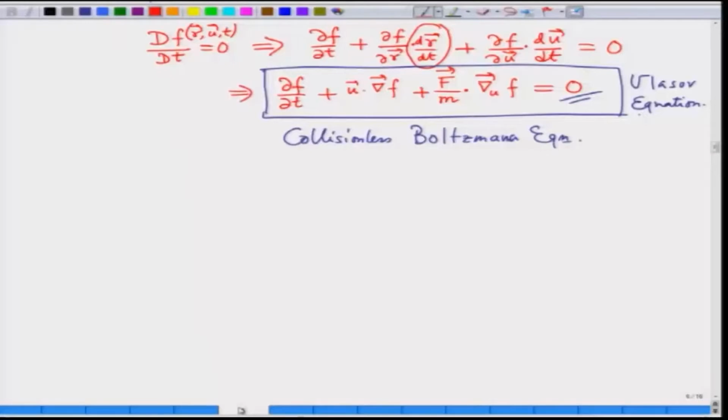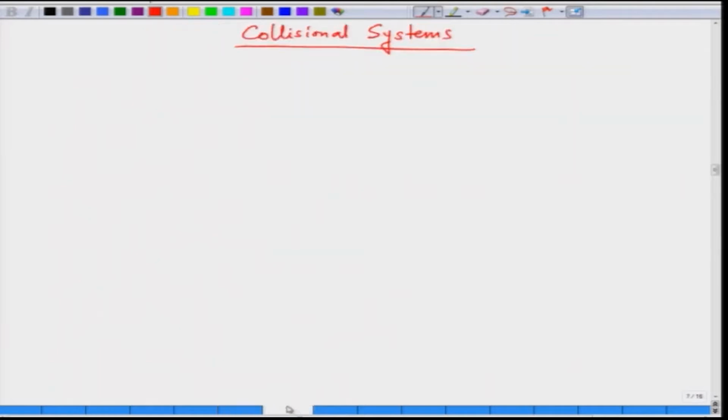I said that if you just remember, the equation should look like this: del f del t plus u dot gradient of f plus F by m dot velocity space gradient of f should vanish, and I said that this is only possible when the system is collisionless. If the system has collisions, then the right hand side will no longer be 0. And how should the right hand side look? There is no unique response for that, unfortunately, but from case to case we can try to model the collisions.